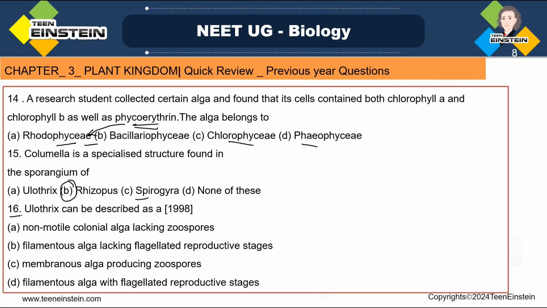Question number 16. Ulothrix can be described as: first option, non-motile colonial alga lacking zoospores; second, filamentous alga lacking flagellated reproductive stages; option C, membranous alga producing zoospores; option D, filamentous alga with flagellated reproductive stages. Spirogyra is a filamentous alga lacking flagellated reproductive stages.